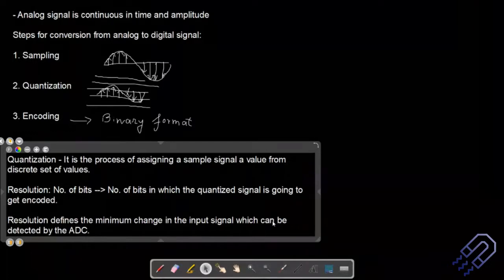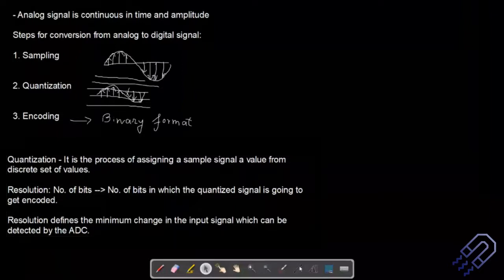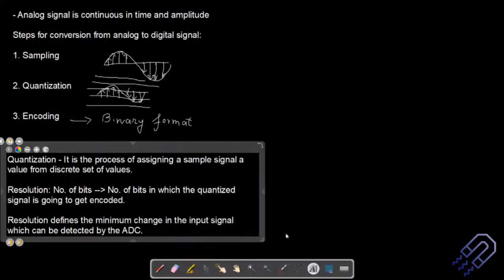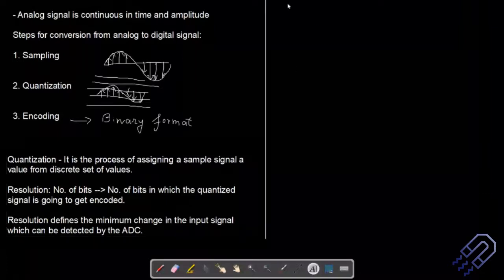So this is the minimum change. Sometimes if the change in the input signal is very small, it may not be recorded in the digital form. So this is how much change it can actually record. Based on this, we have something we call the resolution. Let me give you a brief on this. I've got some examples that will probably help us understand this a bit better. Let me write down an example.